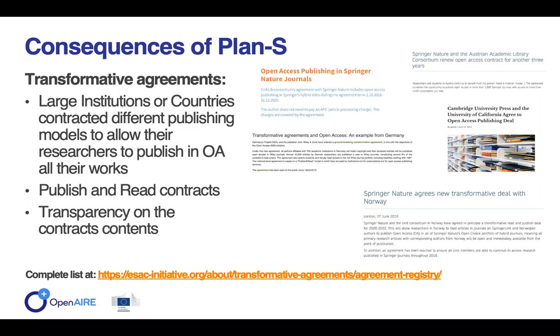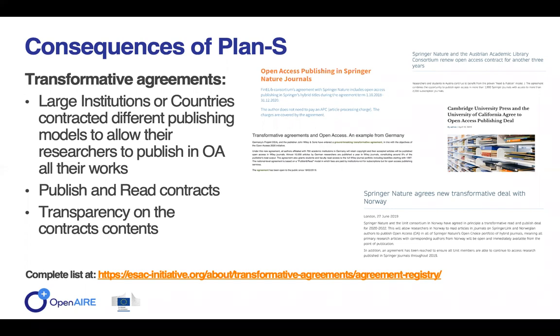What happened was that many countries and many institutions or coalitions of institutions joined these transformative agreements, and many deals were actually signed also with big publishers. You see Springer Nature or also Elsevier and many others. There is a complete list by country and by institution available on the ESAC initiative website, so you can go and check whether your country or institution already signed some transformative agreement.